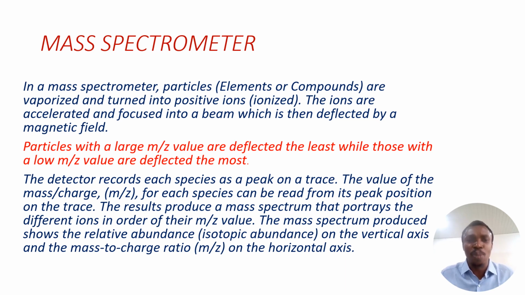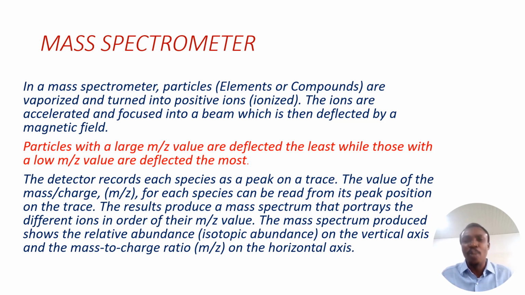So the isotopic abundance, with the relative abundance of each of the ions or each of the isotopes, is on the vertical axis. Then the horizontal axis shows the mass to charge ratio of each of the isotopes, or each of the ions involved. So this is the process involved in the operation of the mass spectrometer.